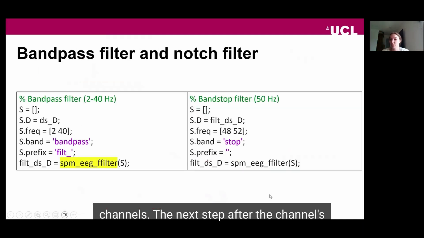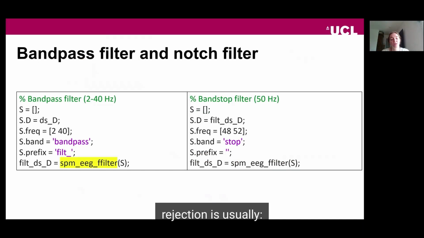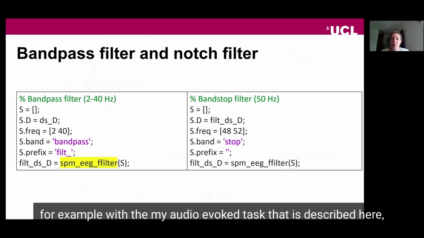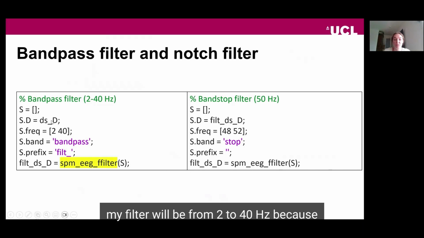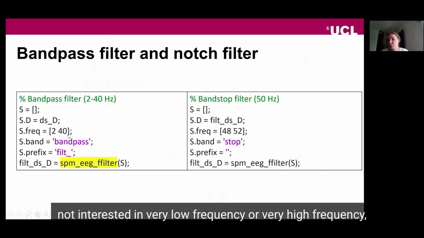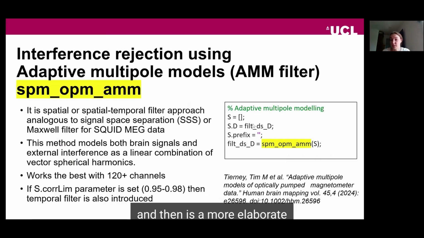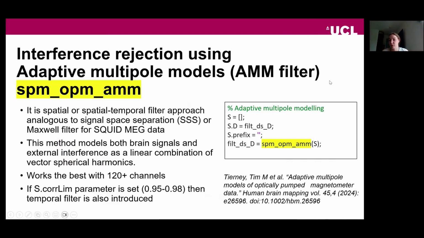And as a next step, after bad channels rejection, we usually bandpass or notch filter our data, depending on your task. For example, with the audio task that I'm describing here, my filter will be from 2 to 40 hertz because I'm not interested in very low frequency or very high frequency, and I will also get rid of the 50 hertz noise. And then there is the more elaborate filtering of the data.